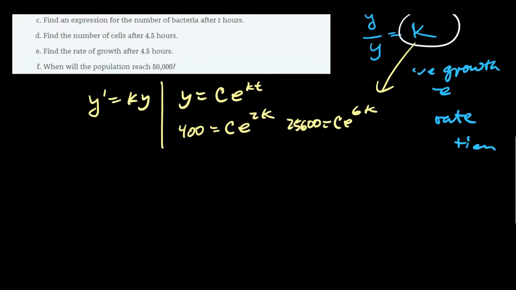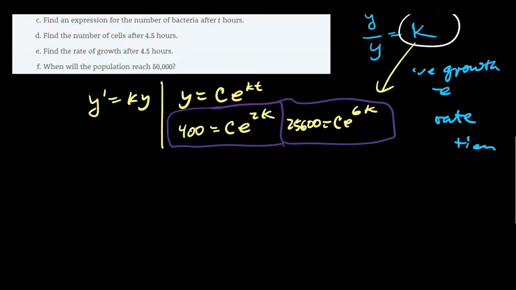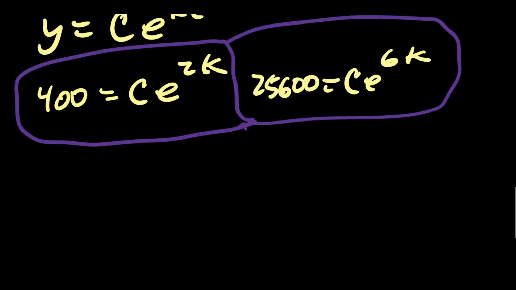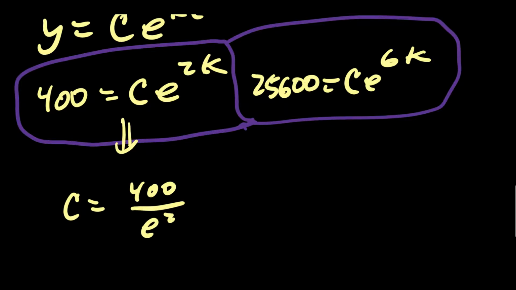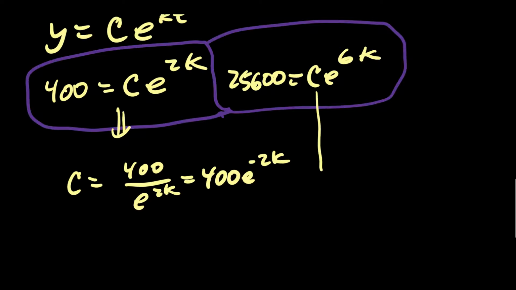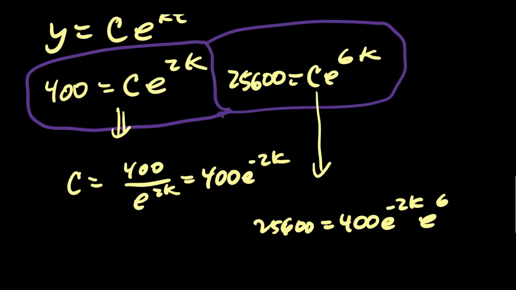So let's work these two problems. We have these two equations, and we have two unknowns, so we can solve for c and k. I'll take this one and solve for c. So c is 400 over e to the 2k, which is also 400 e to the negative 2k. And now I'll plug that in for c here. So 25,600 equals 400 e to the negative 2k, e to the 6k.